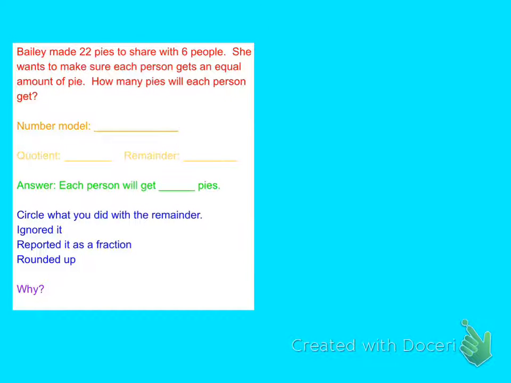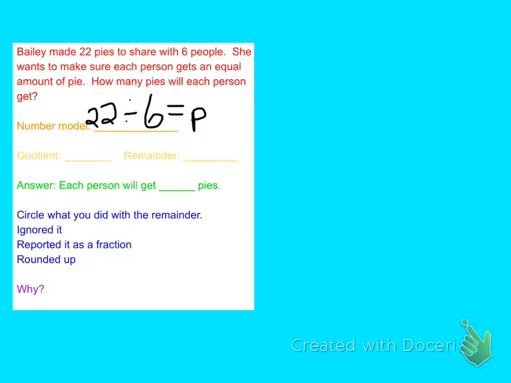It says Bailey made 22 pies to share with 6 people. She wants to make sure each person gets an equal amount of pie. How many pies will each person get? Okay, our number model, we're starting with the 22 pies. So that goes first for our number model. We're sharing them equally between people. That tells us that we're dividing. And we're dividing between how many people? 6. And then our number model has a letter at the end, and I'll do P for pies.